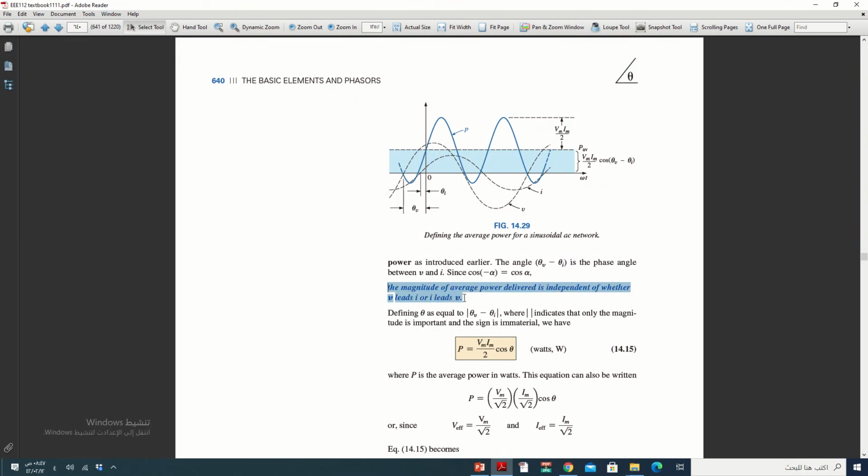See this point? The magnitude of the average power delivered is independent of whether V leads I or I leads V. Do not relate it to lead or lag. The average power equals Vm Im divided by 2 cosine theta, and we know that theta is theta v minus theta I.